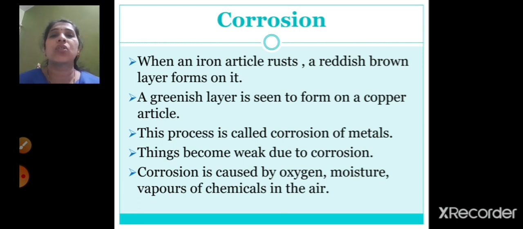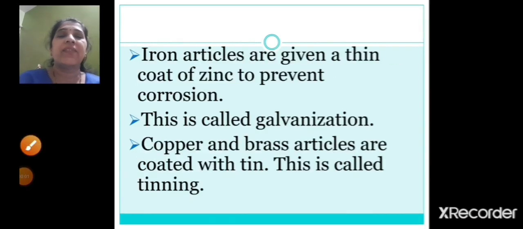Because of corrosion, what happens? Whichever articles are there, they become weak. And how is this corrosion caused? It is because of the oxygen or moisture or the vapors of the chemicals present in the air. Articles are given a thin coat of zinc to prevent corrosion, and this is called galvanization. Copper and brass articles are coated with tin. This is called tinning, right?